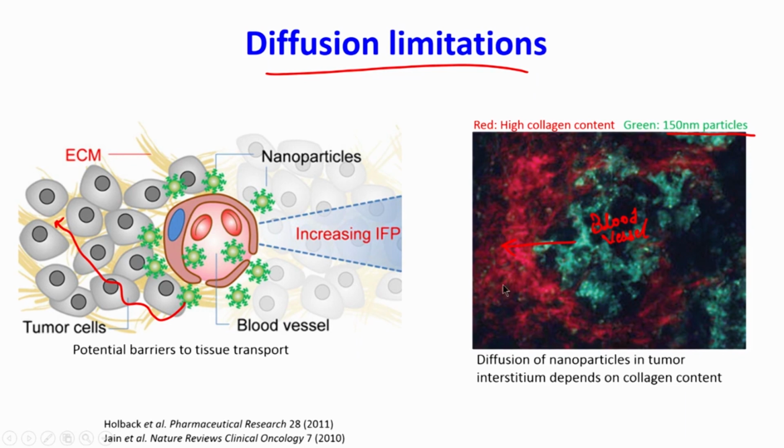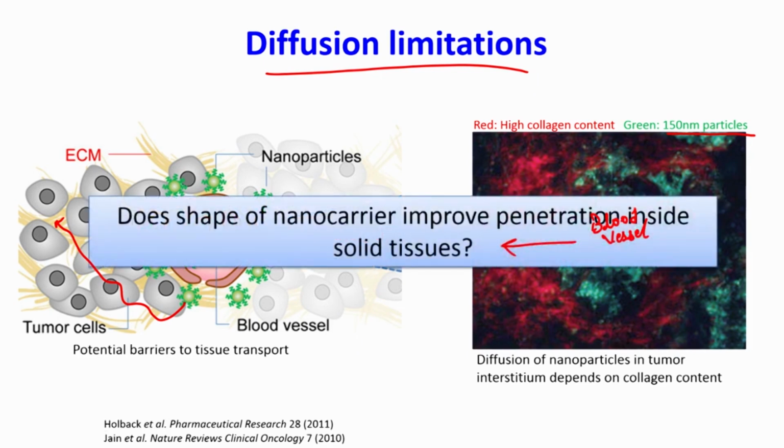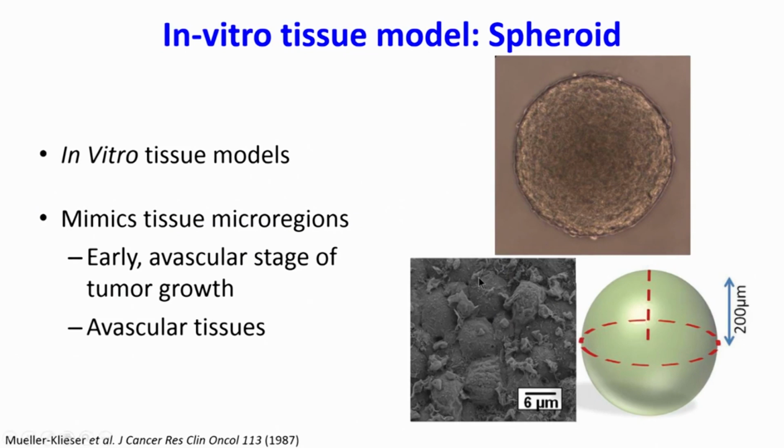So, another group tried to explore the use of shape of particles to see if the diffusion is better. So, can the shape improve the penetration inside solid tissues? So, what they did is they used an in vitro tissue model called spheroid, which is essentially nothing but aggregation of cells which are avascular. So, you can then consider that there is a blood vessel running right across this spheroid, and because this is essentially medium, anything which is further going in is away from the blood vessel.